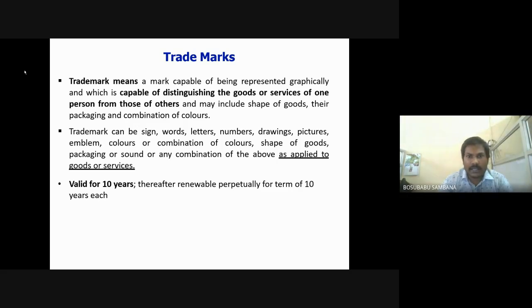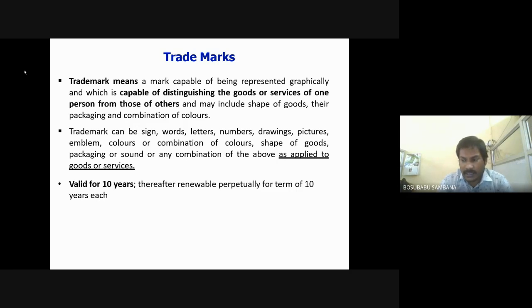What are trademarks? A trademark means a mark capable of being represented graphically, or any indication or signal, like the Allu Arjun sign is a trademark. AA is a trademark, which is capable of distinguishing the goods or services of one person from those of others. It may include the shape of goods, their packaging, and combinations of colors.